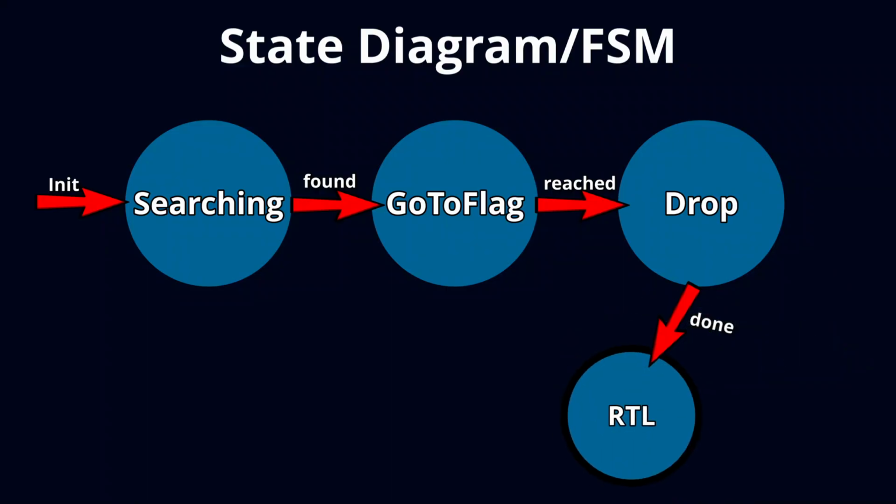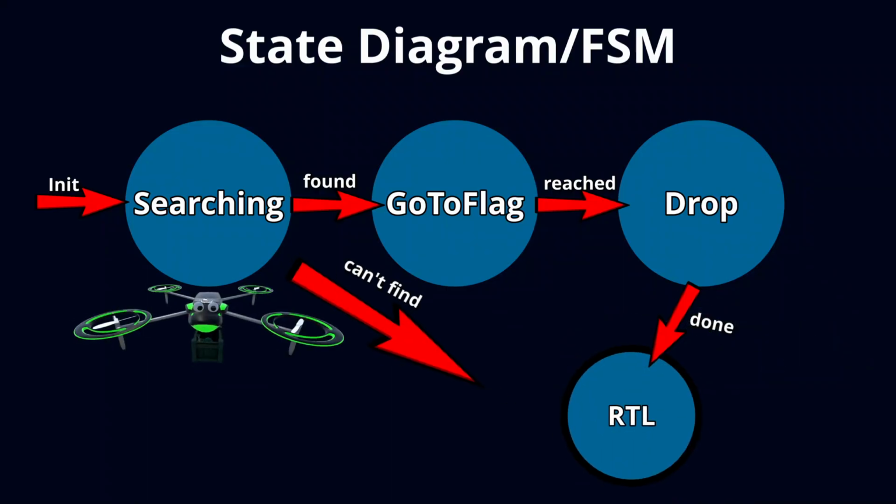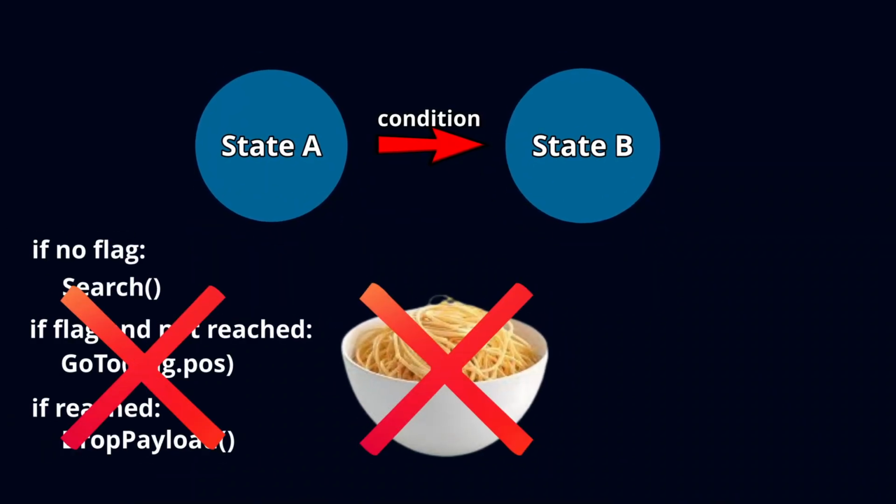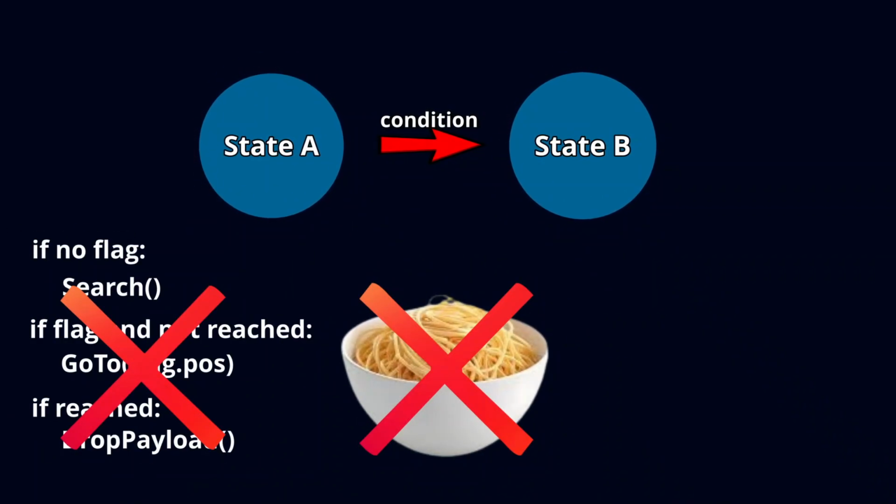Now, what if we were at the searching stage and we didn't find anything? We'll transition to our terminal state, which brings the drone back home. As you can see, handling cases here is much easier. We just need to decide which state goes to which and when. No more if conditions, no more spaghetti code. This structure is way cleaner, more predictable, and easier to debug.